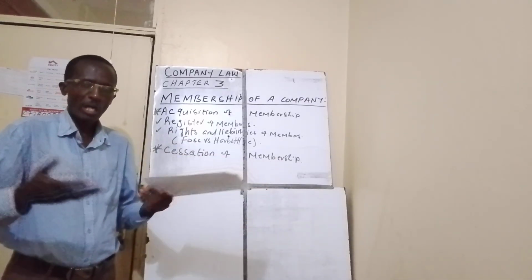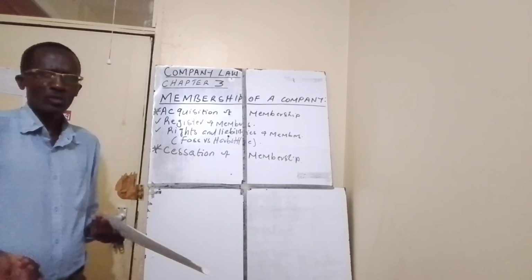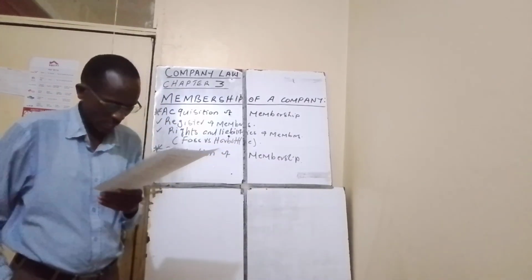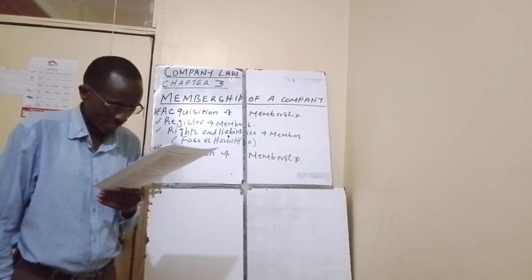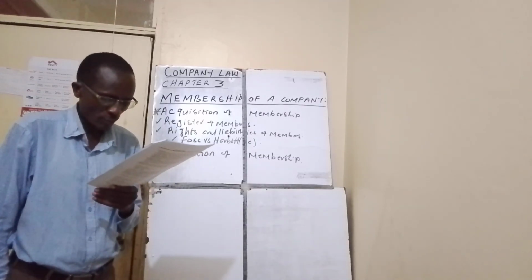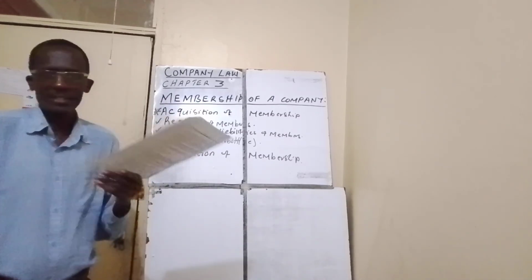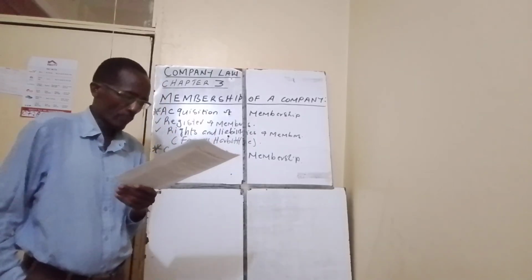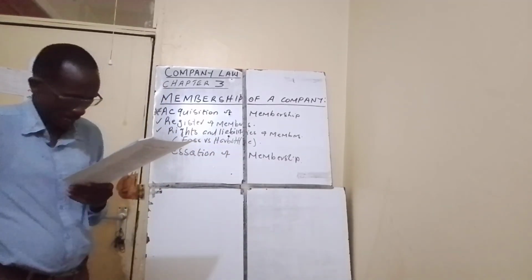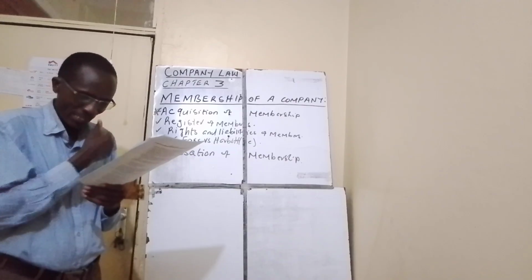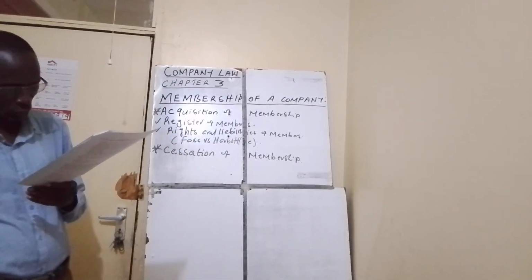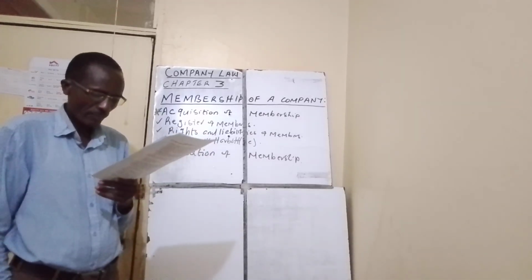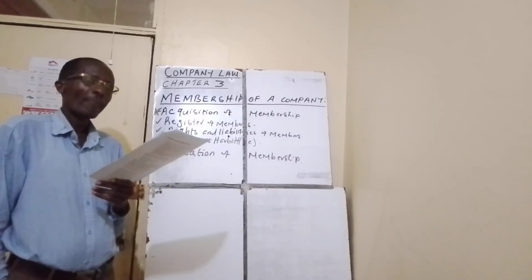Number 2, death. Obviously, if a shareholder passes away, that person stops being a member. So death. When a person dies, his membership of a company comes to an end automatically by virtue of the provisions of the law of succession. So death brings your membership to an end. Number 3, bankruptcy. When one becomes bankrupt, his membership will come to an end under the provisions of the Bankruptcy Act, and his shares will be transferred to his trustee in bankruptcy.